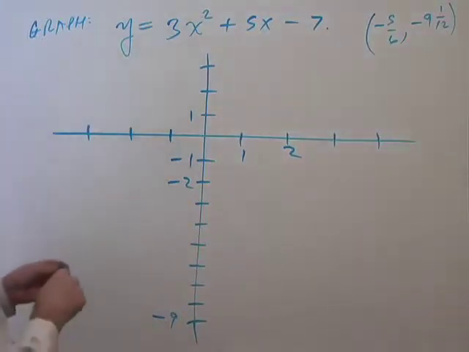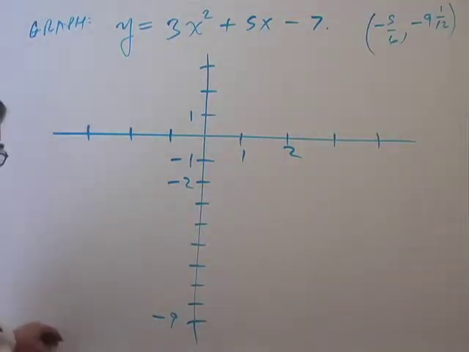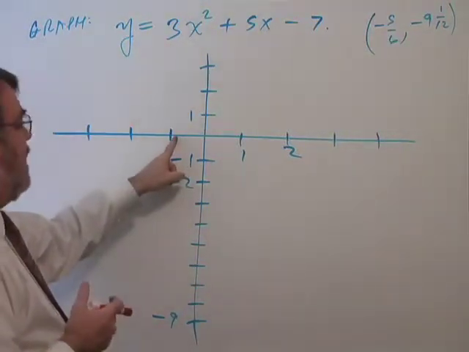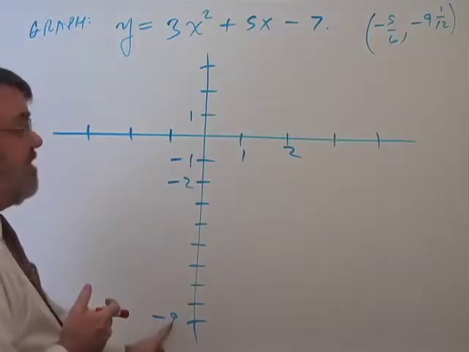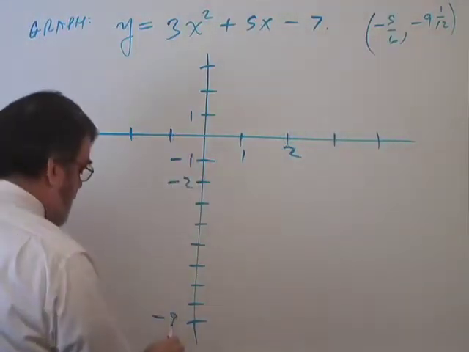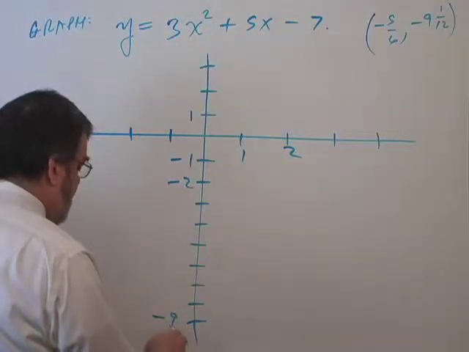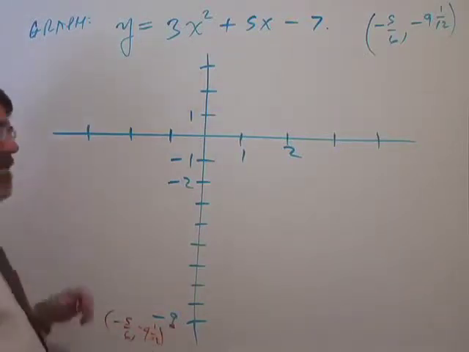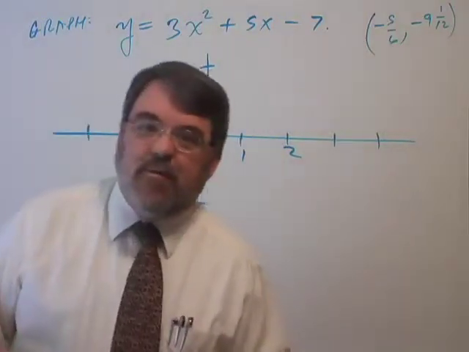Okay, that's kind of an indication there. Now the vertex is at negative 5/6, which is close to negative 1, and negative 9 and 1/12, which is just a hair past negative 9 on the low side. So I come down, it's about there. Alright, and I'm going to label it negative 5/6, negative 9 and 1/12. If you want to make it negative 109 over 12, that's okay.